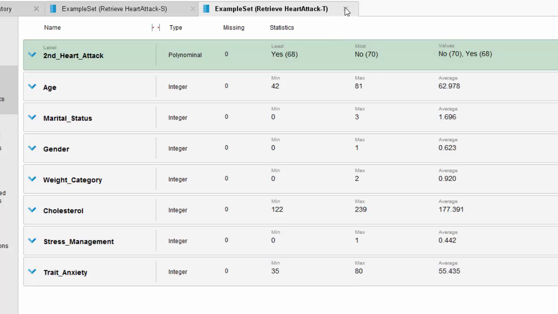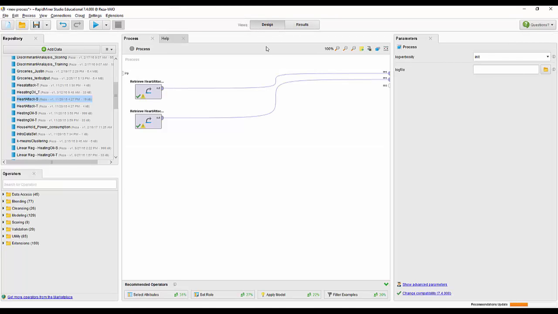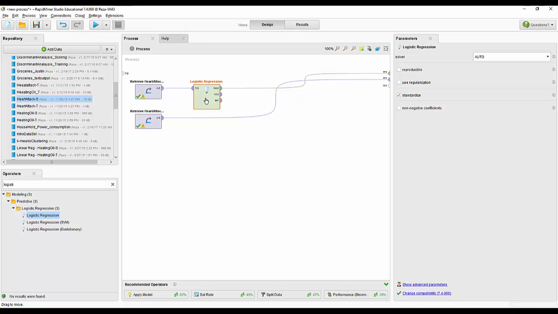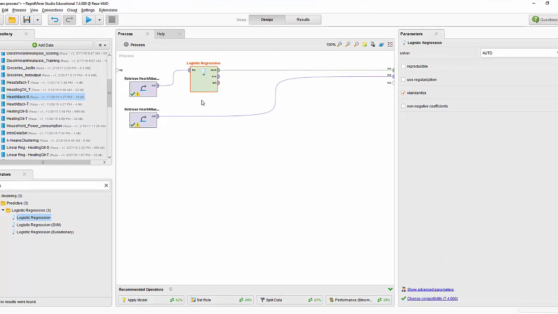Okay, now let's close these two and go back to the design. We want to build a logistic regression model using our training and then apply that model to our scoring data. Let's go ahead and do that. Here's the logistic regression. The logistic regression operator in RapidMiner accepts both nominal and polynomial labels as input. So we are not going to have a problem here.